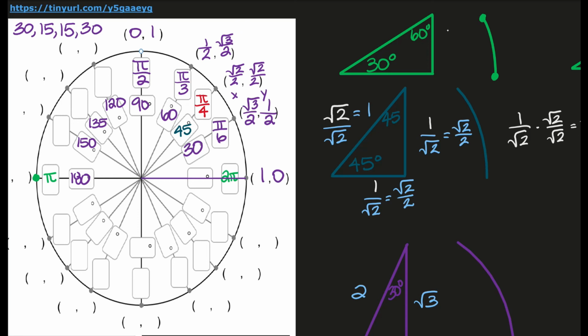I could say, okay, what's 180 plus 30? Well, that's 210. What's 210 plus 15? Well, that's 225. 225 plus 15 is 240. What's 240 plus 30? 270. And then this pattern continues. 270 plus 30 is 300. 300 plus 15 is 315. 315 plus 15 is 330. And then 330 plus 30 is 360 degrees. So this is how you complete your way all around the unit circle using degrees.